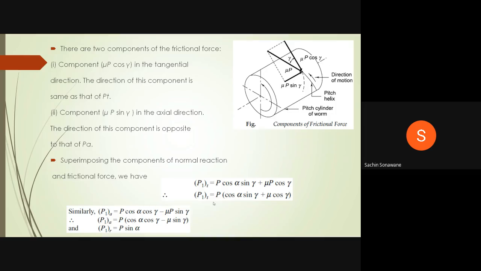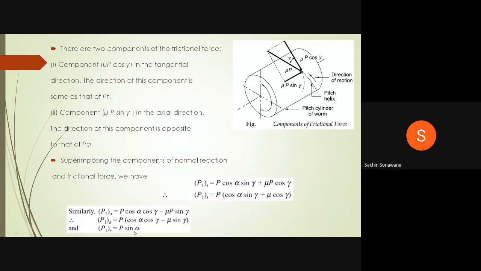Superimposing the components of normal reaction and frictional force, we have P1T is equal to P cos alpha sin gamma plus mu P cos gamma. Therefore, P1T, taking P outside into bracket, is P into bracket cos alpha sin gamma plus mu cos gamma. Similarly, P1A is equal to P cos alpha cos gamma minus mu P sin gamma. Therefore, P1A is equal to P into bracket cos alpha cos gamma minus mu sin gamma, and P1R is equal to P sin alpha.